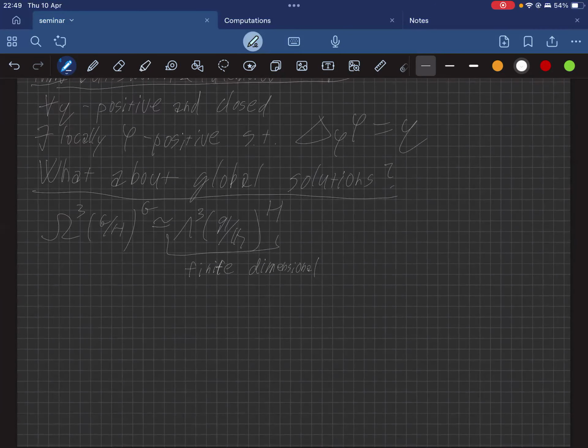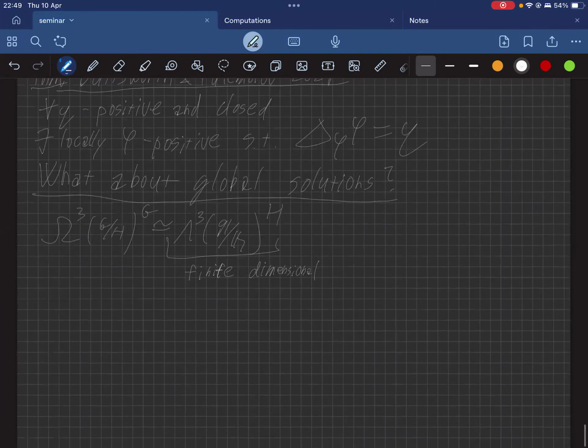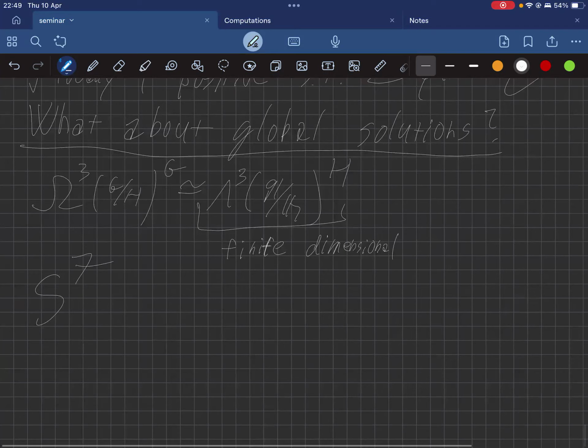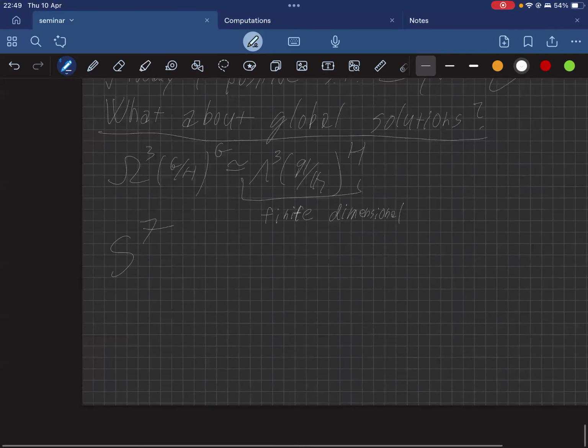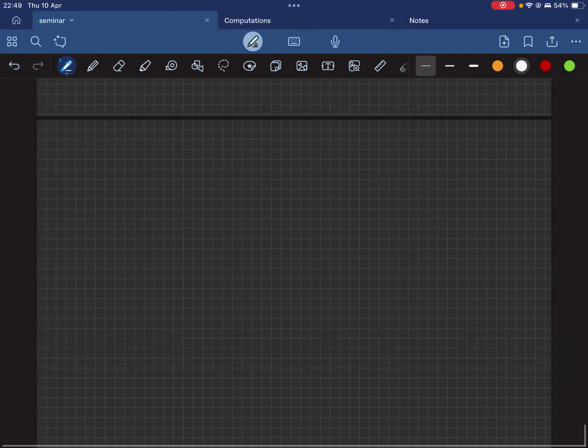Okay. So pick your favorite 7-dimensional homogeneous manifold, and we can start. So what we have done, we have chosen the 7th sphere, which is, I guess, an obvious choice. So the 7th sphere. Okay.